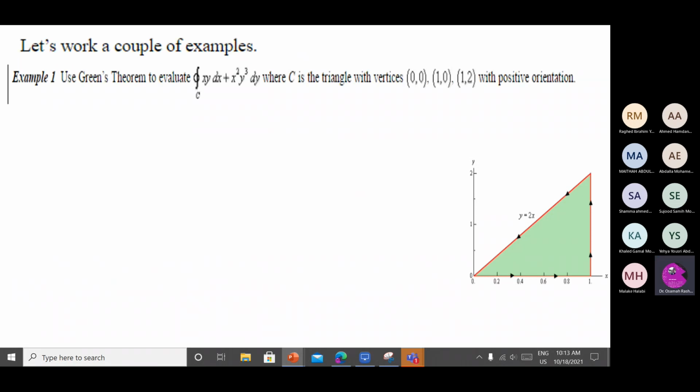Now I would like to find the work, or the line integral, of xy dx plus x squared y cubed dy, and the c is this right triangle. Okay, so I don't like to have this one because I don't have the parametric equation of this triangle, right? So it is easy to transfer this one using Green's theorem into a double integral. So the one in front of dy, you differentiate with respect to x, minus the one in front of dx differentiated with respect to y, and you have the double integral over your c.